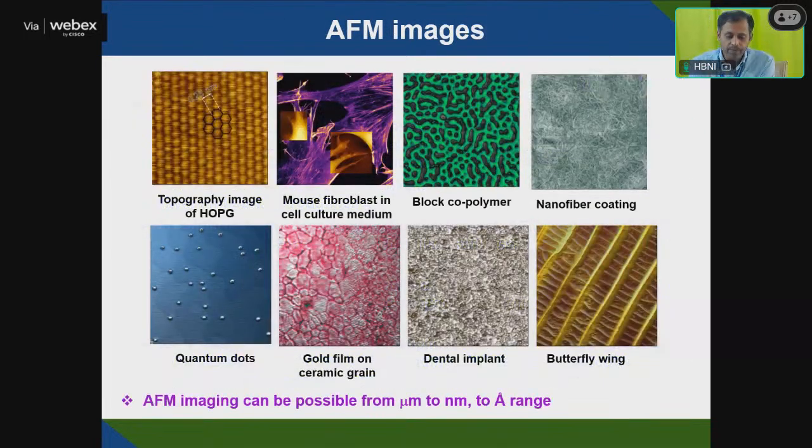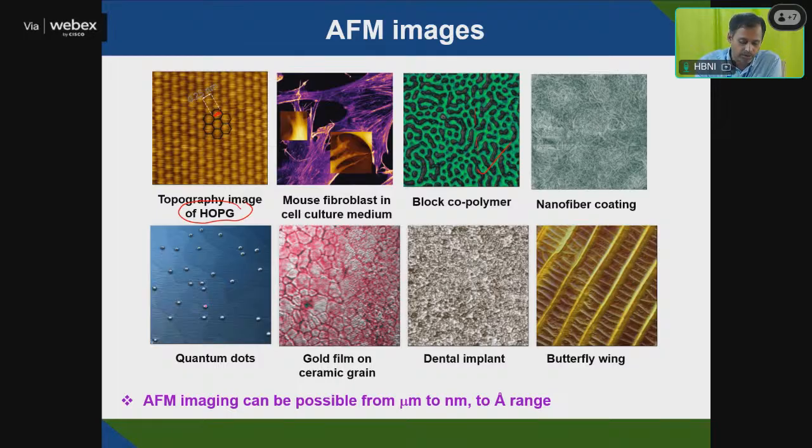You can see the AFM imaging. This is a topographic image of HOPG, highly oriented pyrolytic graphite. You can see the hexagonal arrangement, and you are able to measure the atomic distance. This is a mouse fibroblast, the cells that you can see here. This sample is a block copolymer. You are able to see the polymer alignment and arrangement in this nanofiber coating, this fibrous nanostructure, wire-like structure, that image you can get.